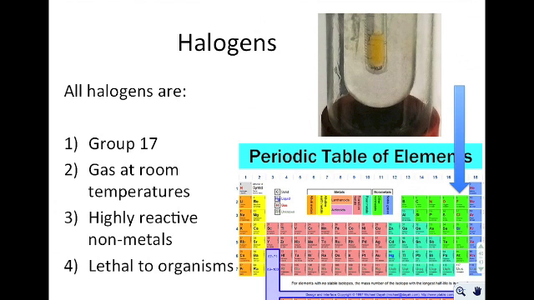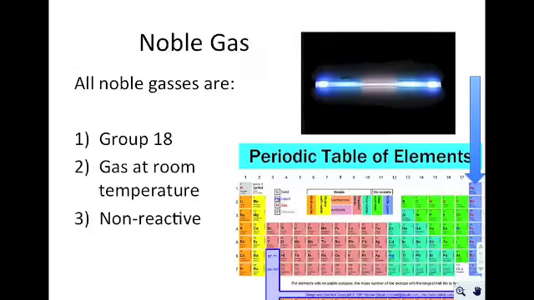Halogens you have. Halogens are obviously nonmetals. They're group 17. They tend to be gases at room temperature, except for I think this last one right here is not. Oh, and bromine tends to be a liquid. They're highly reactive with nonmetals, and they're very, very lethal to organisms. Noble gases, non-reactive gases.